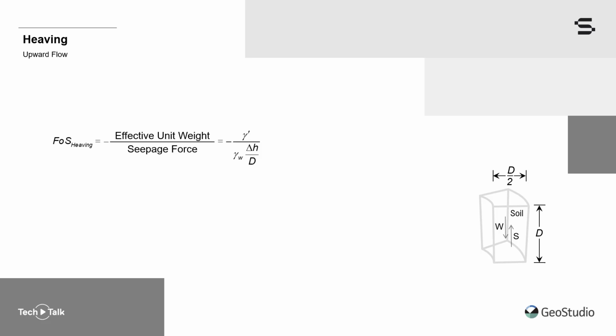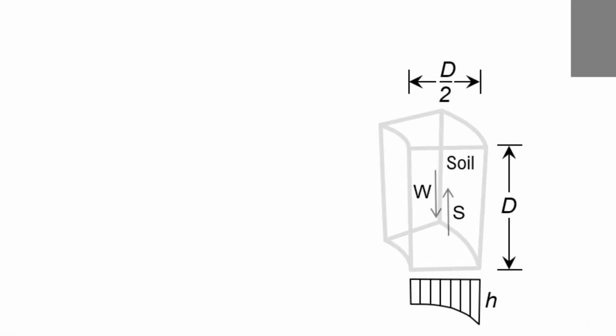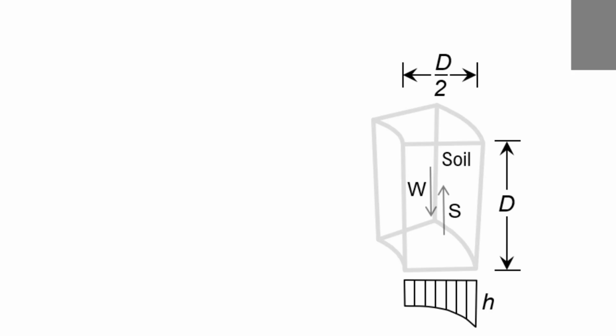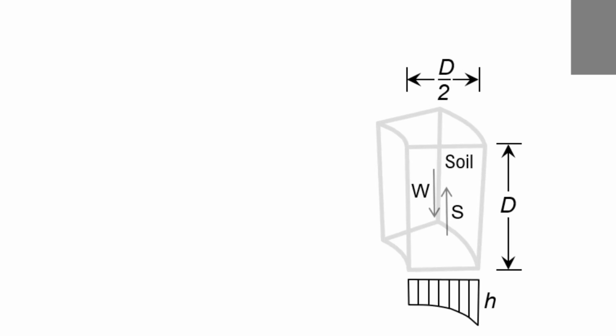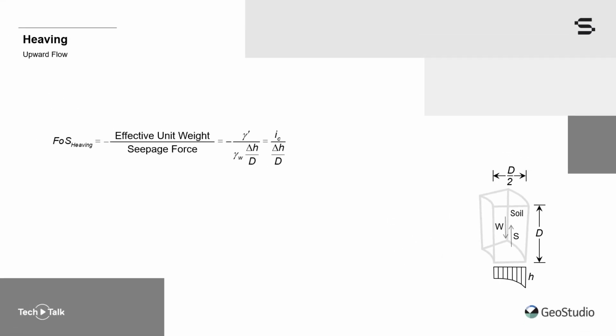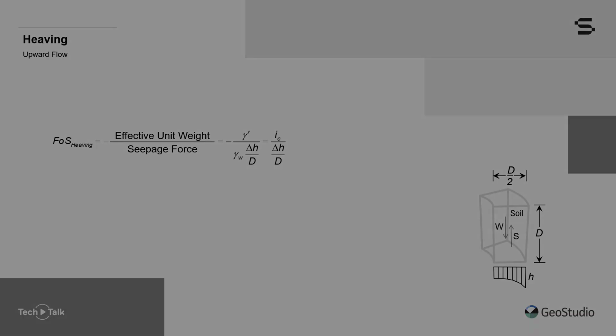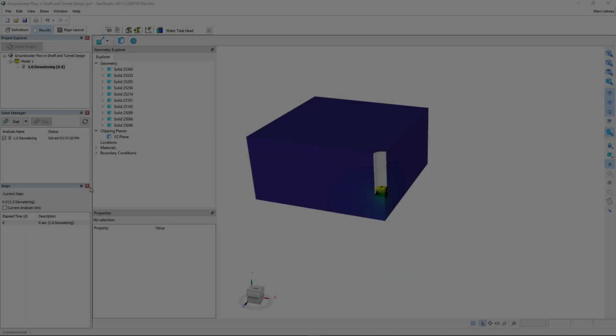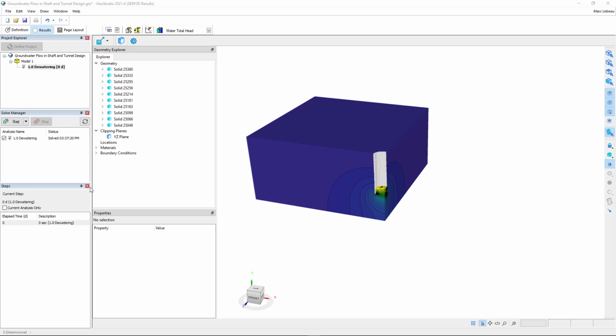It must be noted that the equation is equal to the critical gradient divided by the mean gradient, delta H over D. As shown in the bottom right-hand side of the slide, the total head at the bottom of the soil mass is not constant. This must be accounted for when computing the factor of safety. So let's toggle over to the software, evaluate the relevant gradients, and compare them to the critical gradient.